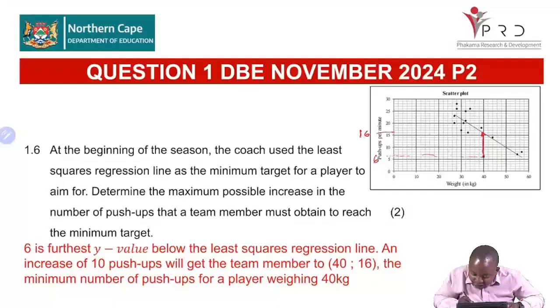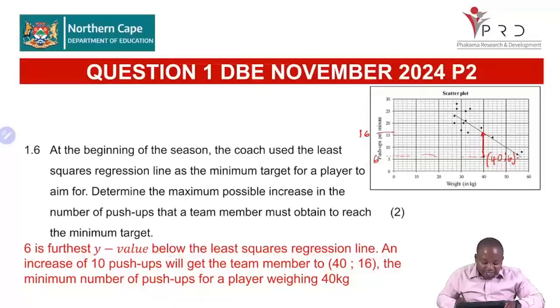To 16. Right. So the maximum increase that we're going to have, the point that is furthest from the regression line, or the lowest from the regression line, it is going to be what? It's going to be the point here, which is the one weighing 40. The one of 40 is to 6. So we are now saying 6 is the furthest y value below the regression line. So the 6 is the furthest from the regression line in this case.